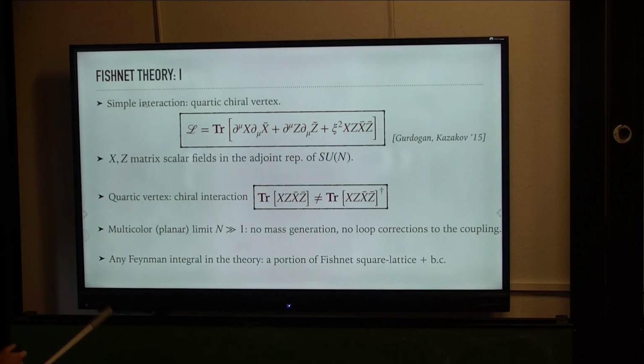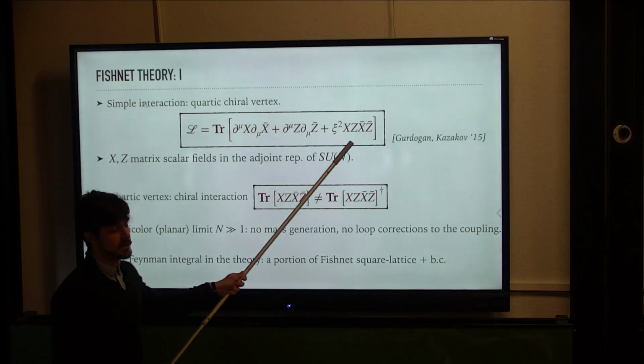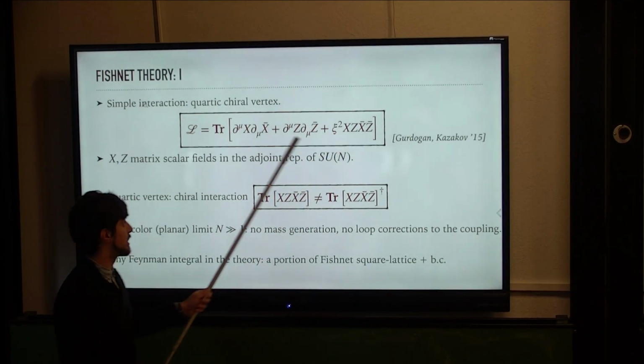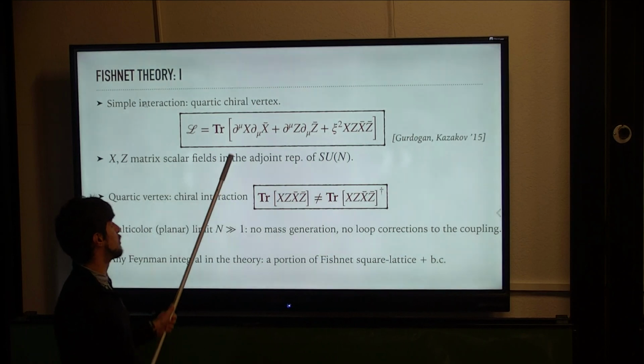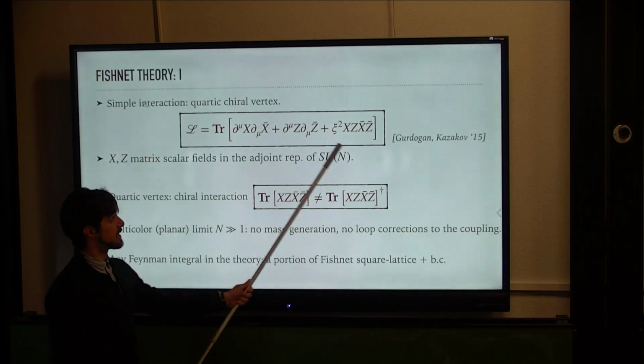So I will present things in this theory. This is just the theory that Volodya called bi-scalar. He was calling the fields phi1 and phi2. I will call them x and z, right? But it's precisely the same.